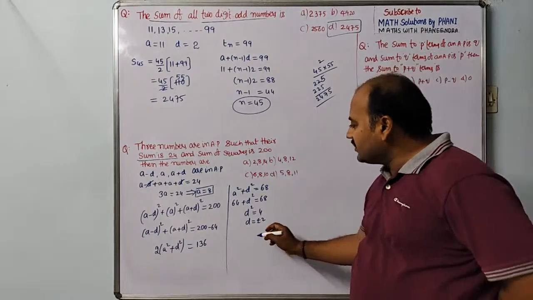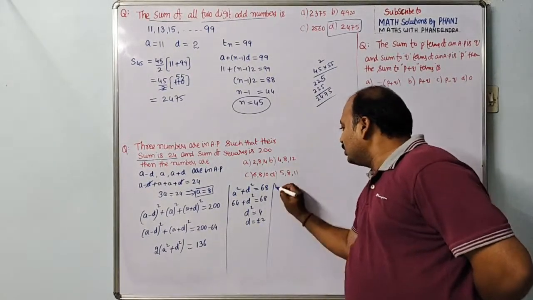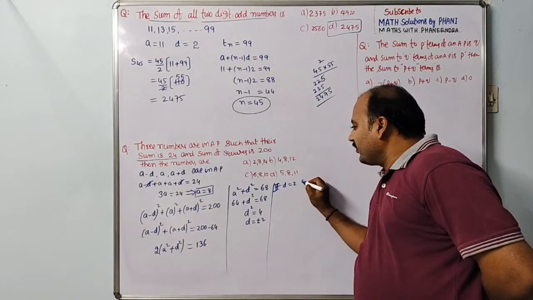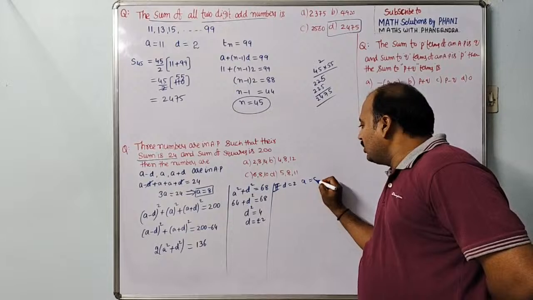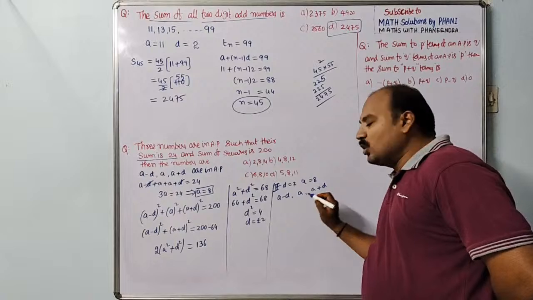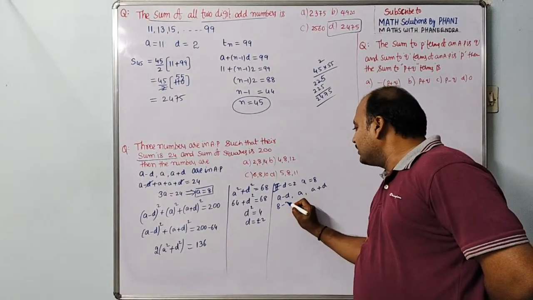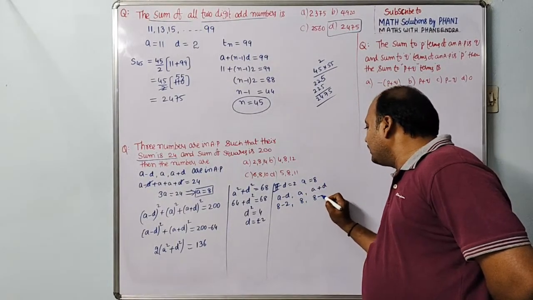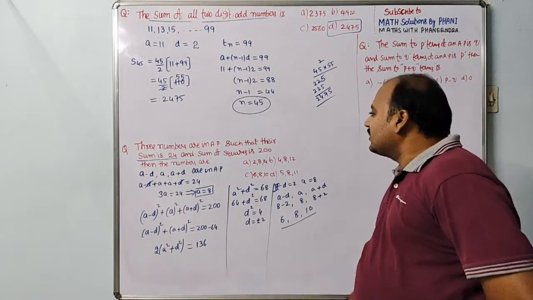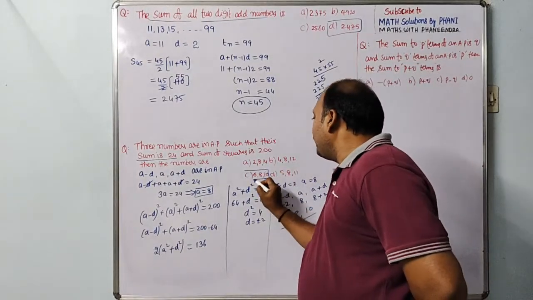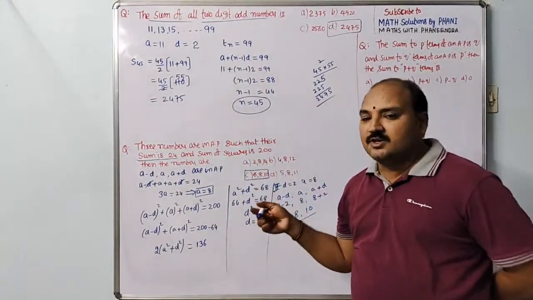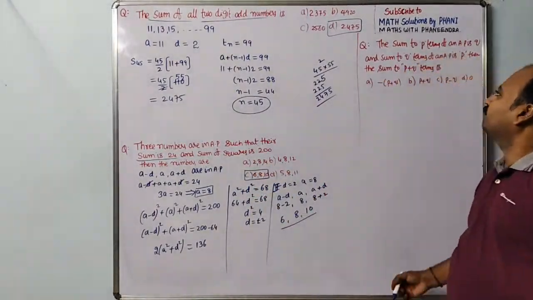I am considering just plus. If d is equal to 2 and a is equal to 8, then a minus d is 8 minus 2 and a plus d is 8 plus 2. So the numbers are 6, 8, 10. These are the numbers which are in AP, whose sum is 24 and whose sum of squares is 200. We will move to another question now.